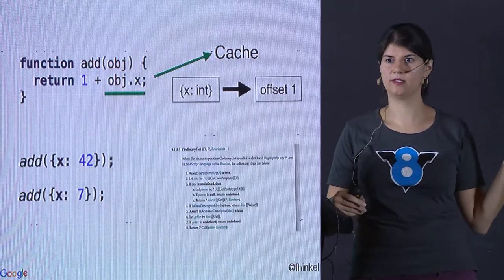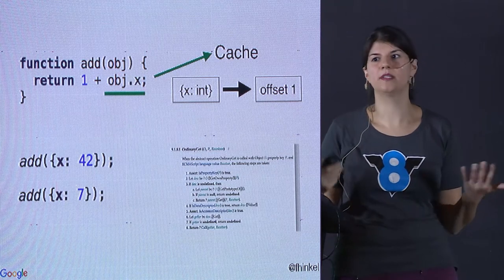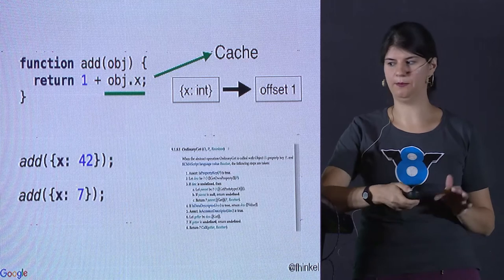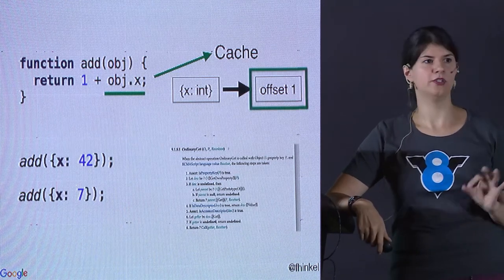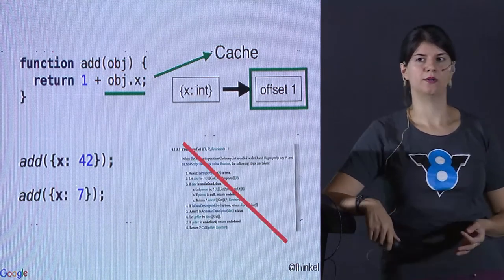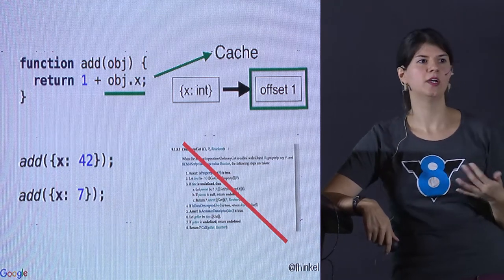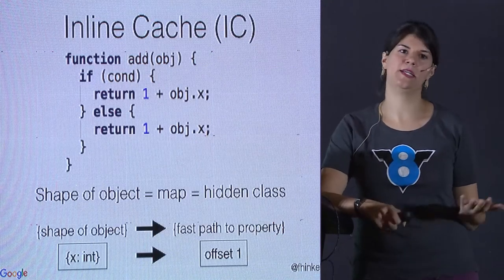And you can tell the second time I call it, it's a different object. It has a different value for x, but they look very similar, and they actually look the same internally to the compiler. And then the cache says, oh yeah, I have an entry for that. Just go to this position in the memory, and you'll get your x value. So instead of doing these 10 steps, we have to do one quick lookup in the cache, and then just follow the shortcut. And these caches, they actually have their own name.